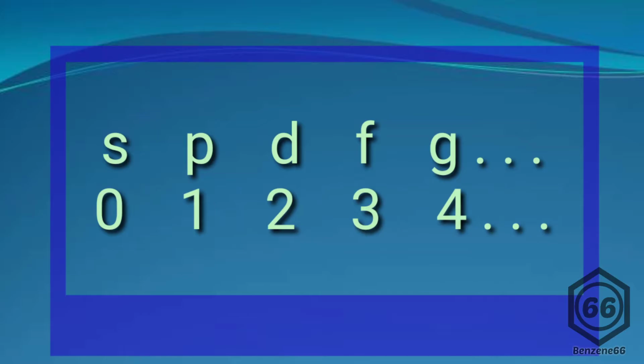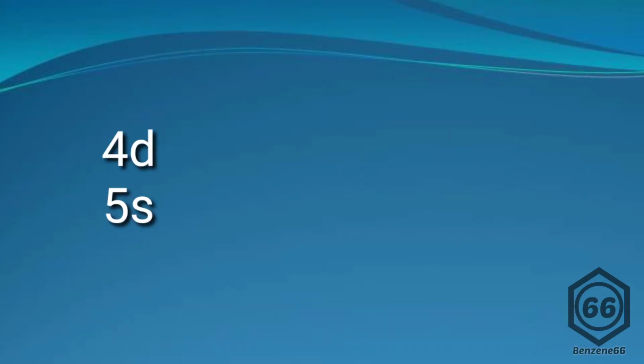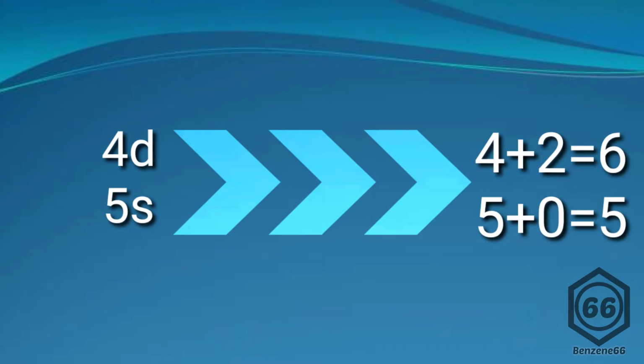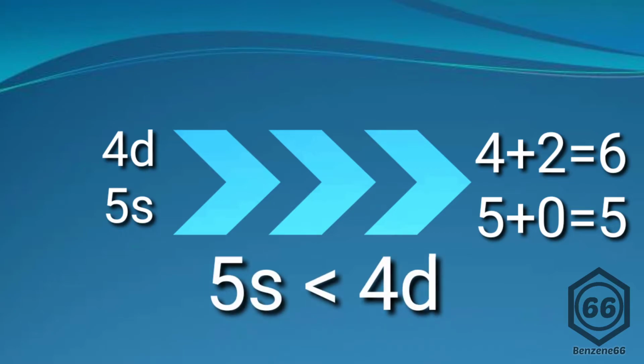Values of l are: for s subshell it is 0, for p subshell it is 1, for d subshell it is 2, for f subshell it is 3, for g it is 4, for h it is 5 and so on. We'll take a simple example to find out that n plus l rule. For 4d, the value of n plus l is 4 plus 2, that is 6. For 5s, it is 5 plus 0, equals 5. By the n plus l rule, the energy of 5s will be less than that of 4d. That means 5s is placed before the 4d orbital.